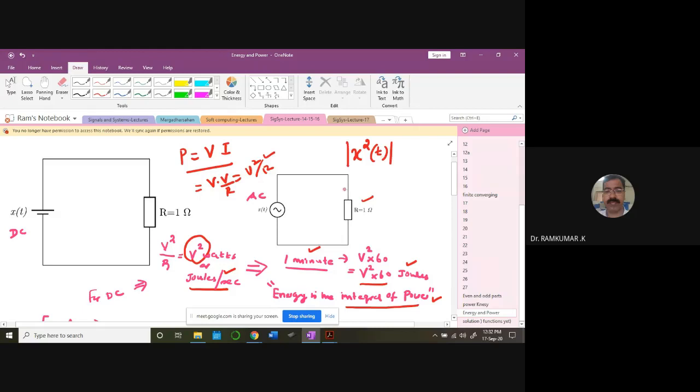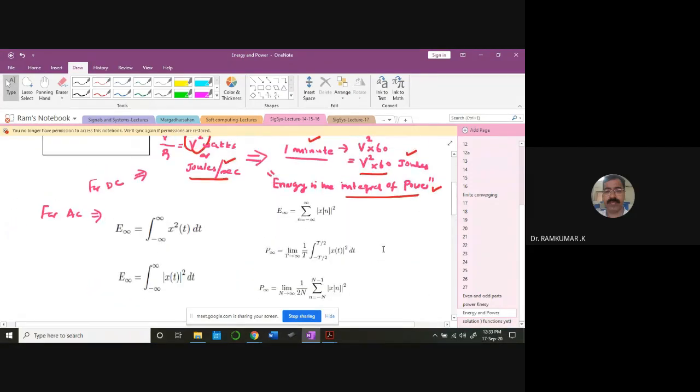And then I'm going to do this kind of operation for DC. So we're going to have a square of x(t). This is nothing but the power for the DC case. Energy is the integral of power, so the expression is E infinity equals the integral from minus infinity to plus infinity of x(t) square dt, if it is for real signals. If it is for complex signals, I'm going to take the mod: the integral of mod x(t) the whole square dt. So these two are the energy computing expressions.